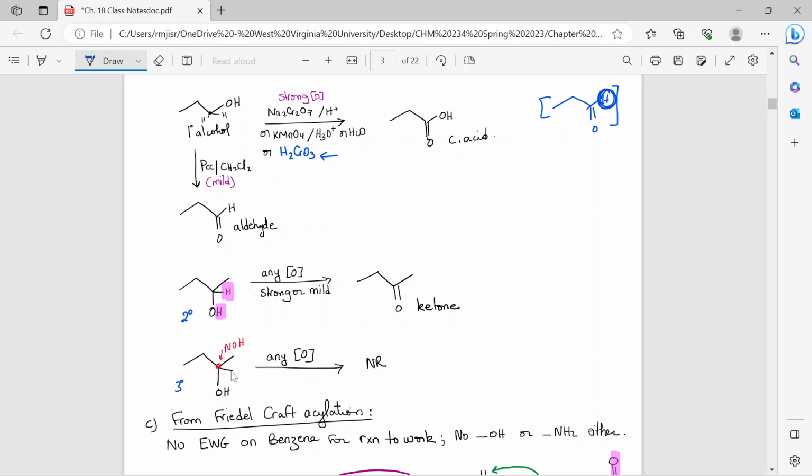The reason why, because when you do oxidation, you need a hydrogen on the carbon that carries the OH. After all, you are losing two hydrogens and you are making a double bond. If you have no hydrogen on this carbon, then the reaction cannot proceed and you will have no reaction.